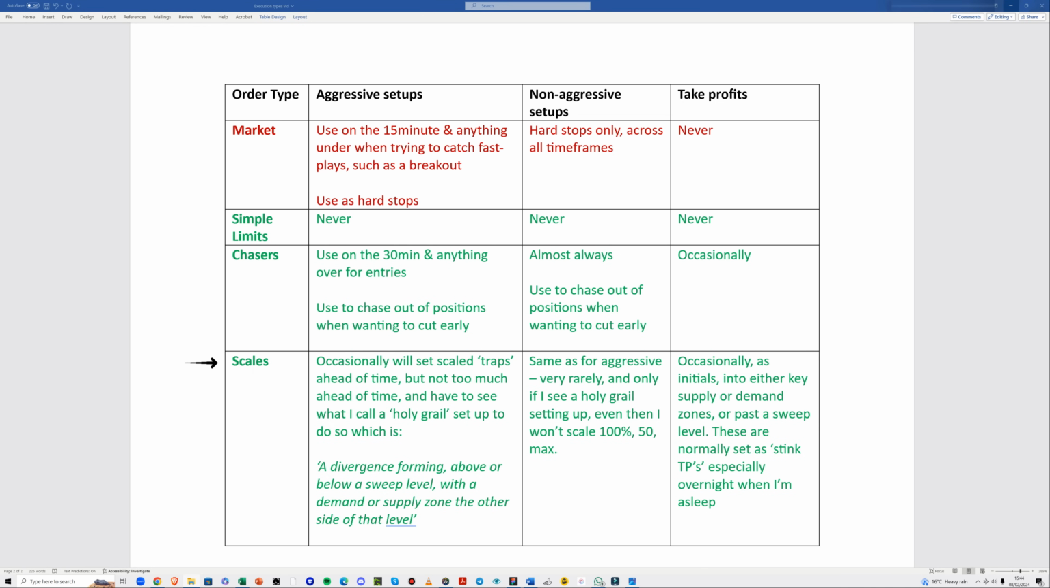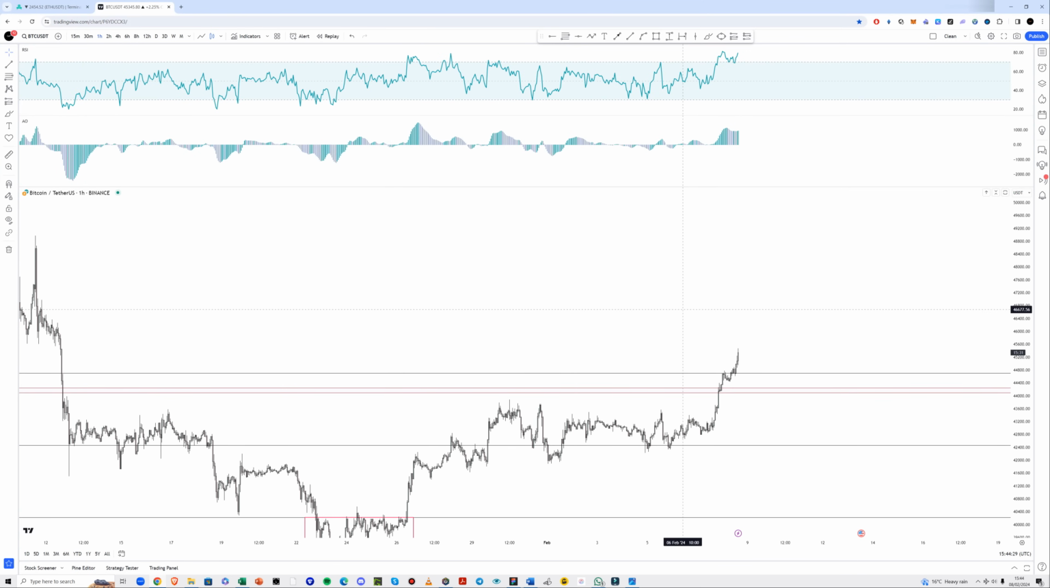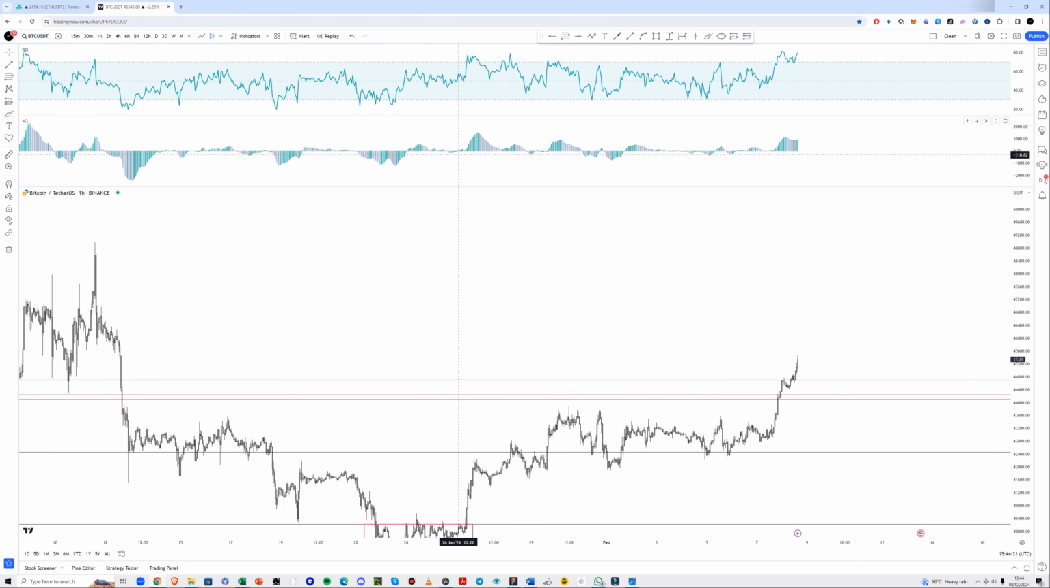Next, we're looking at scales, guys. Okay, so what are scales? It may actually be beneficial to pop over to a chart quickly so we can go through this on the chart so you can see exactly how to use them.